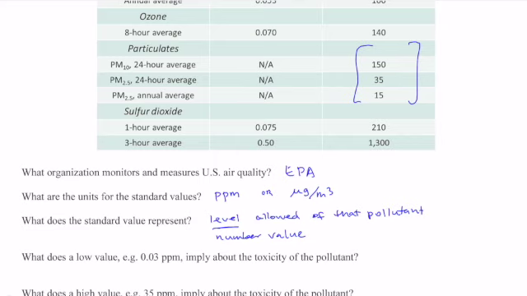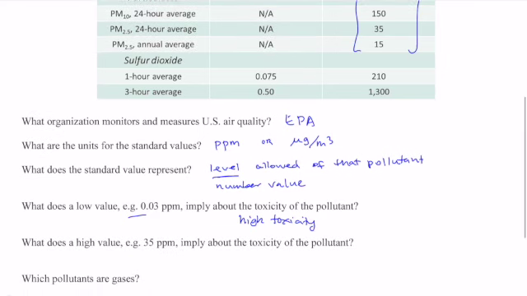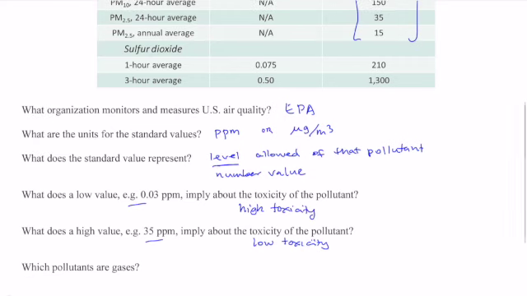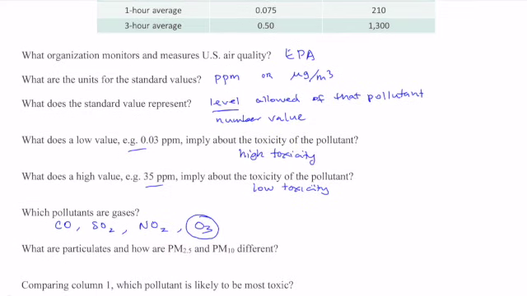Okay, so a low value means that this is highly toxic, because the government is saying you can't have very much of this, versus a high value that is indicating that it is less toxic. The pollutants that are gases are carbon monoxide, sulfur dioxide, nitrogen dioxide, and ozone. And what's considered the biggest determinant of air quality on any given day is ozone, because this is the most toxic.